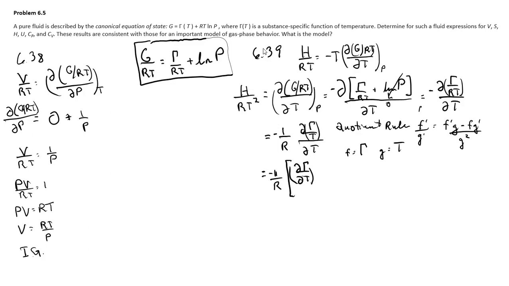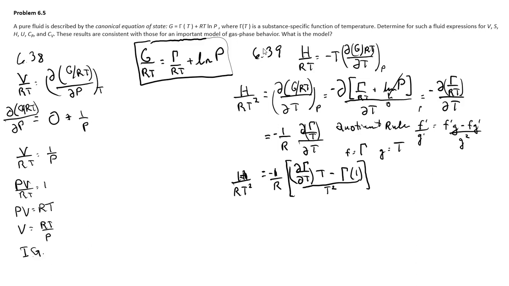That's a big bracket here. Times G, which is temperature, minus F, which is gamma, times G prime. G prime is dT/dT, and that's just equal to 1. And then, don't forget our denominator, that's T squared. All right? So that's what we've got. And remember, this is H over RT squared.